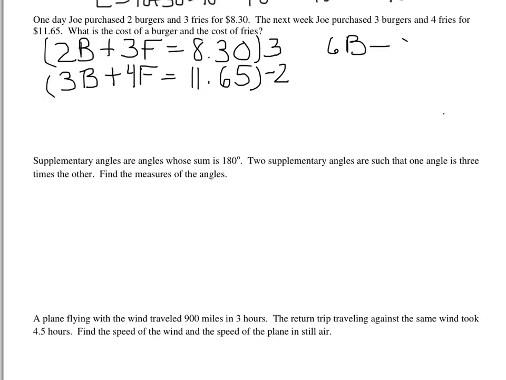So that gives us 6b plus 9f equals, we have to multiply 8.30 times 3. 24.90.